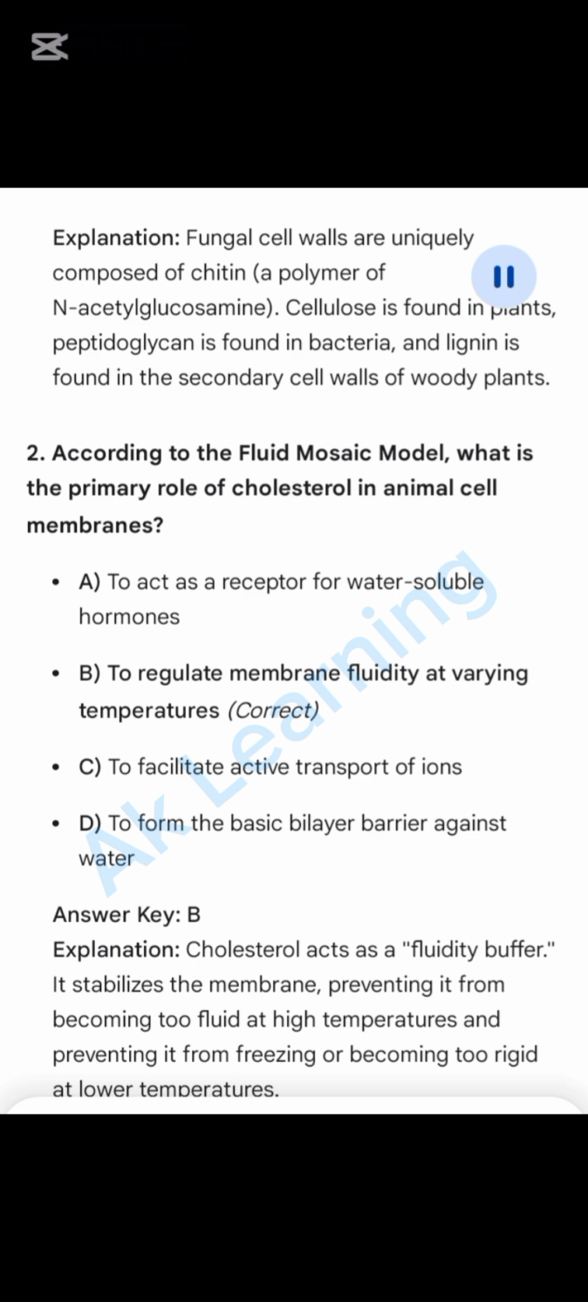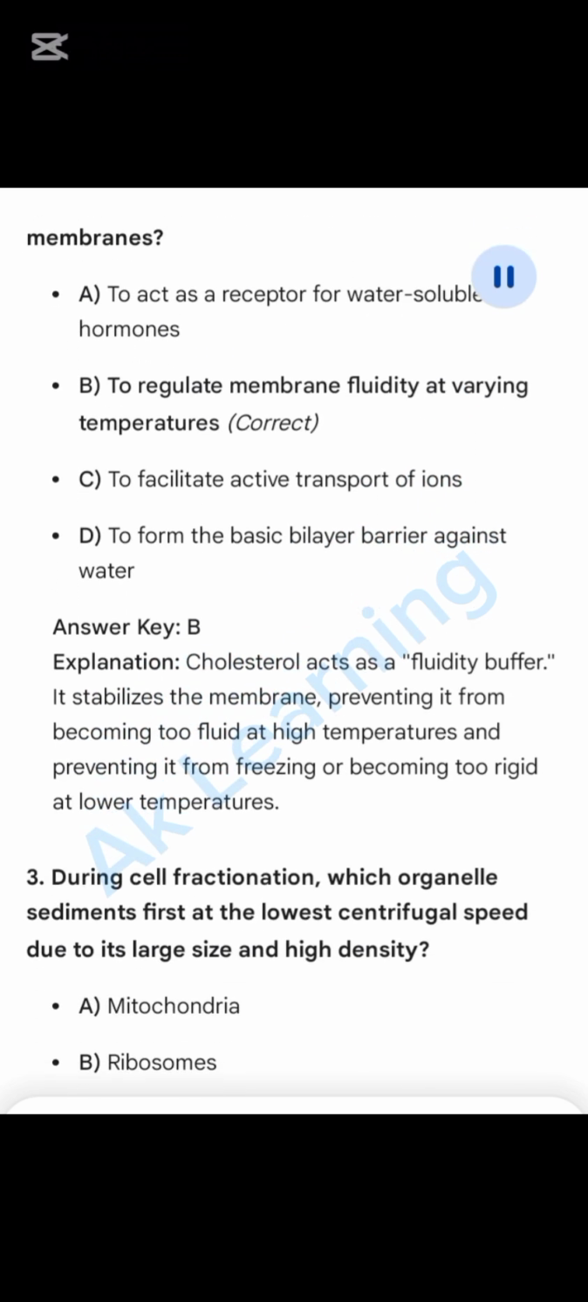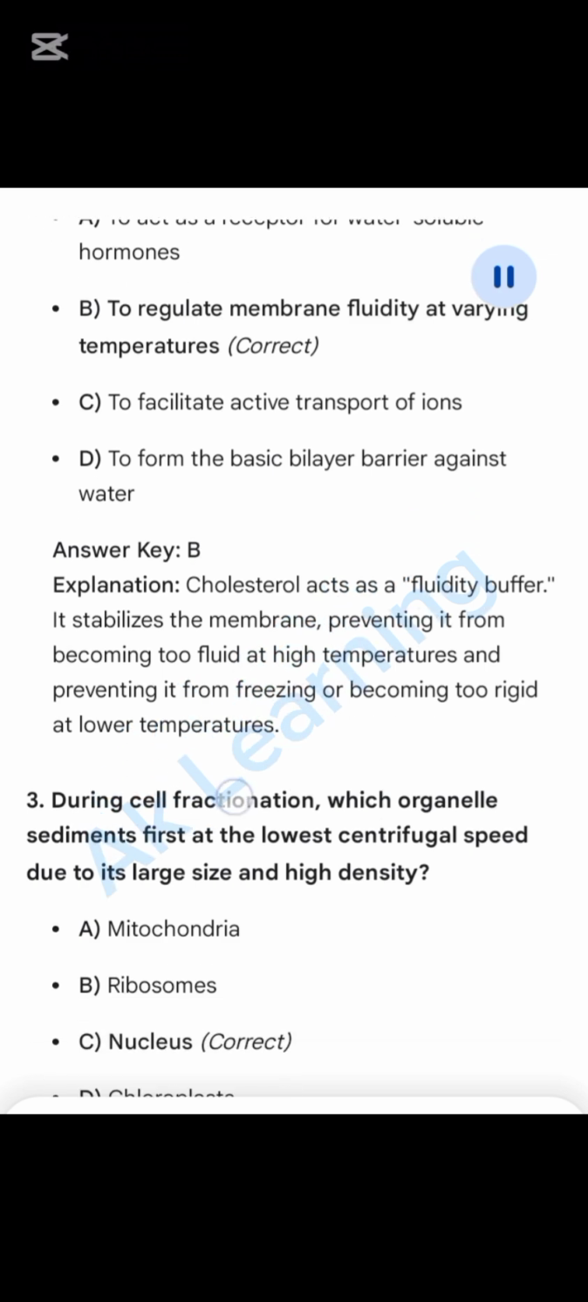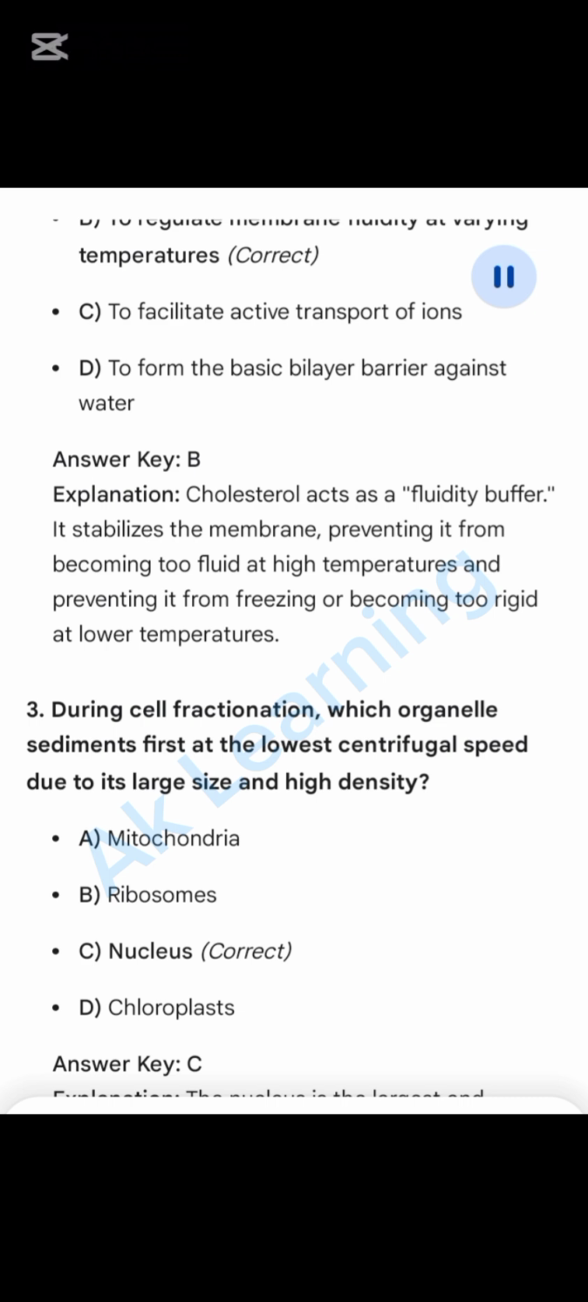A. To act as a receptor for water-soluble hormones. B. To regulate membrane fluidity at varying temperatures. Correct. C. To facilitate active transport of ions. D. To form the basic bilayer barrier against water. Answer key, B. Explanation. Cholesterol acts as a fluidity buffer. It stabilizes the membrane, preventing it from becoming too fluid at high temperatures, and preventing it from freezing, or becoming too rigid at lower temperatures.